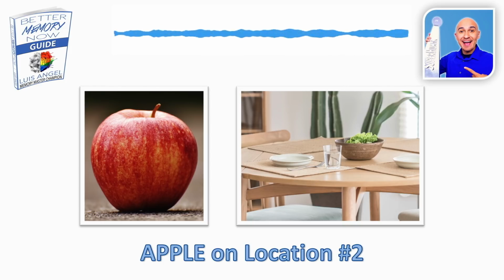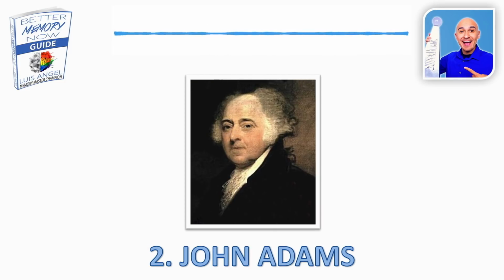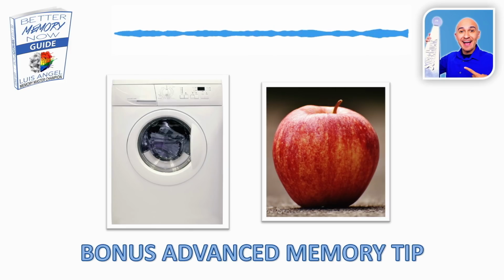In my case, the table is my second location. So whatever your second location is, picture that very vividly on there. And then all you have to do is translate that apple back into the name, which is John Adams for the second president.